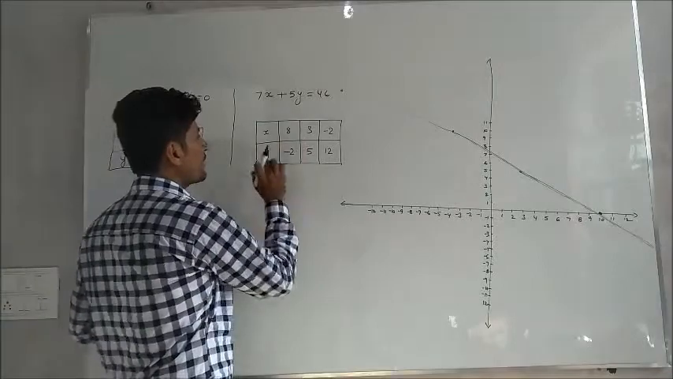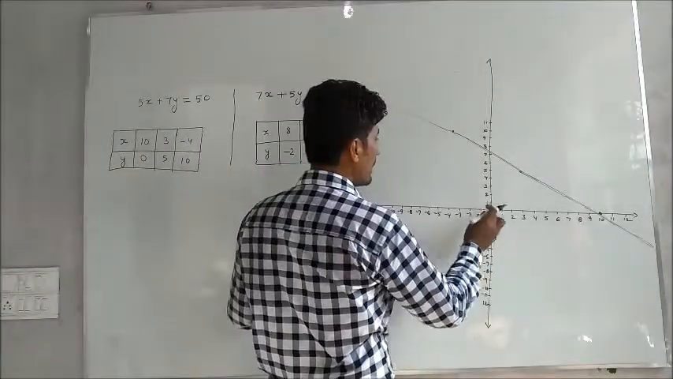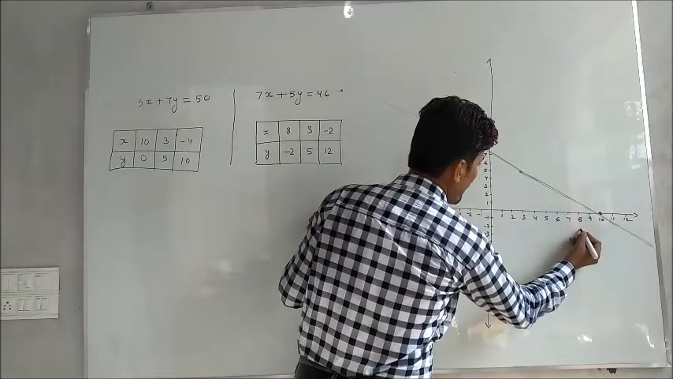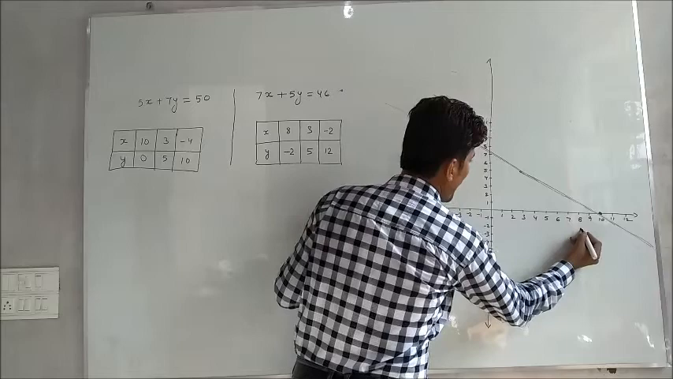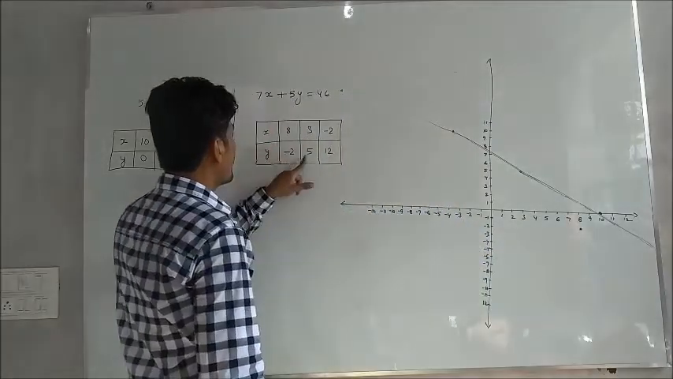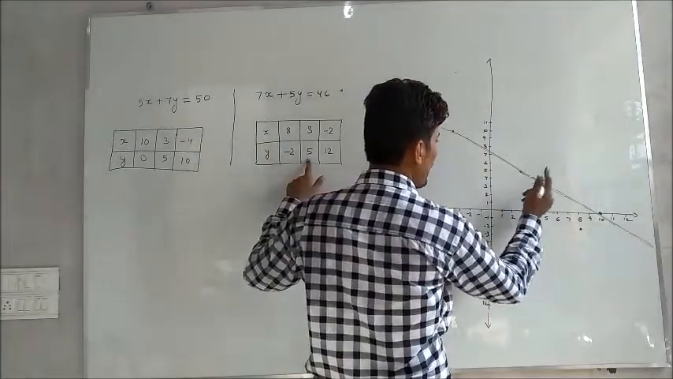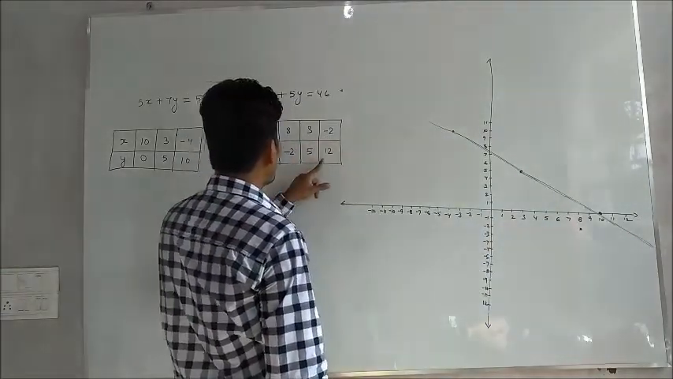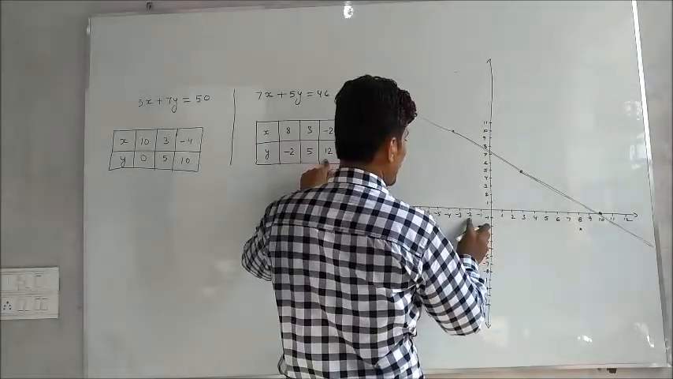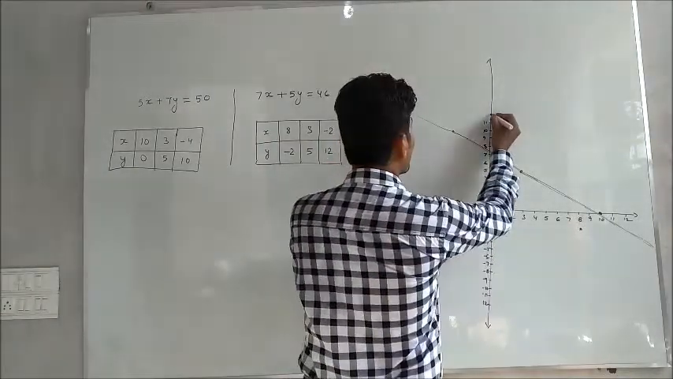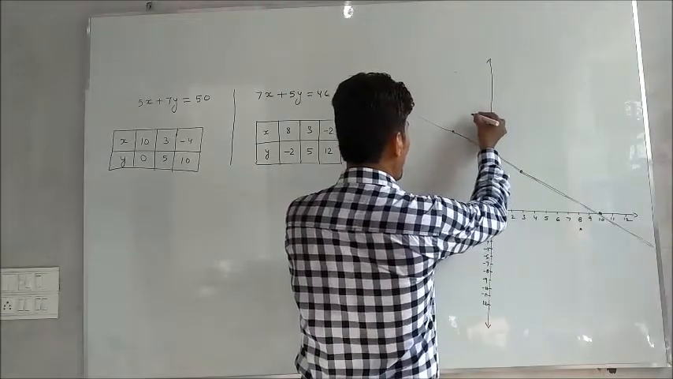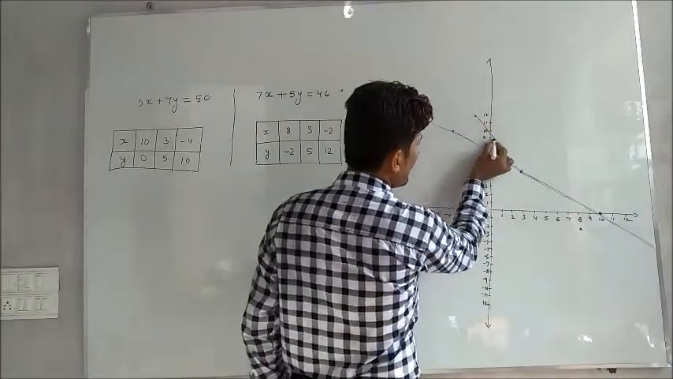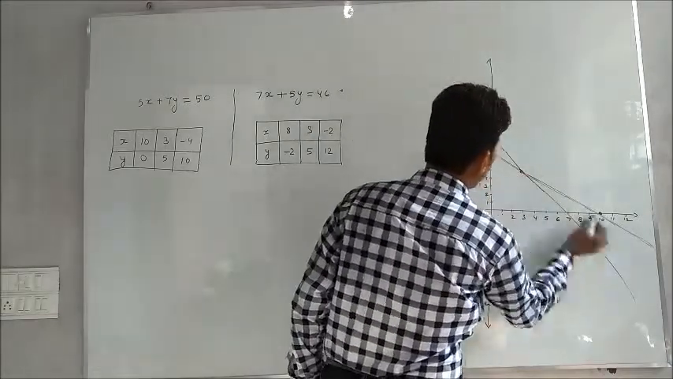X equals 8, y equals minus 2. So the point will be here. X equals 3, y equals 5. Second point is here. X minus 2, the value of y equals 12. So we have to take one more point, 12. Now we have to draw another straight line passing through these 3 points.